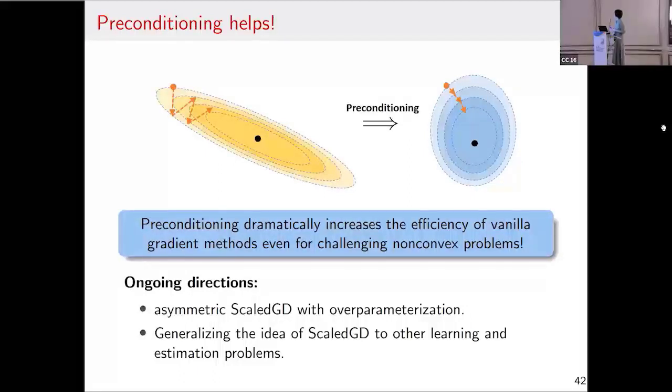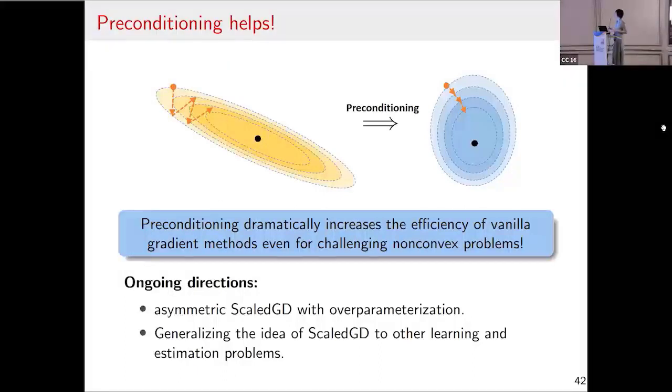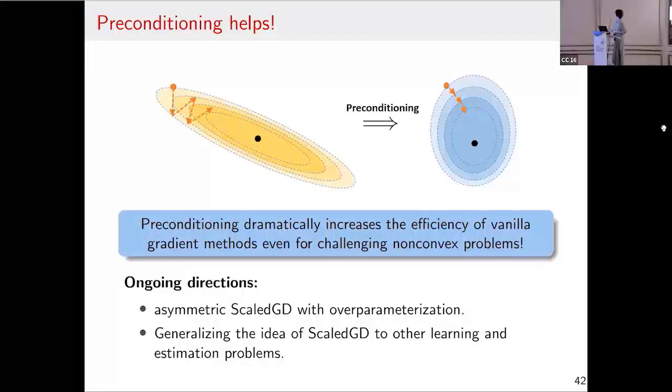Gradient descent often is very painfully slow. And right now we are trying to generalize this idea to other problems. For example, one is the asymmetric case for the over-parameterization setting. We are currently writing up the proof, but we are also leveraging this idea for other learning and estimation problems, such as spike deconvolution and super-resolution. There are many potentially interesting directions to go.